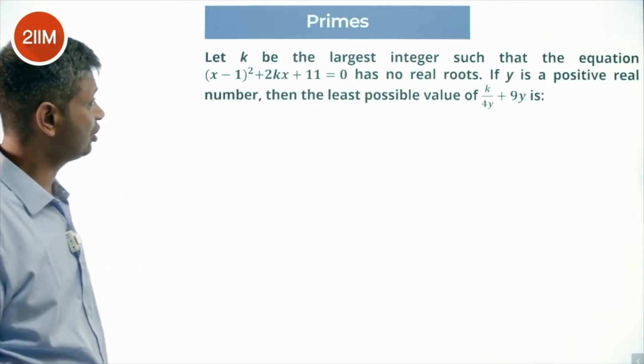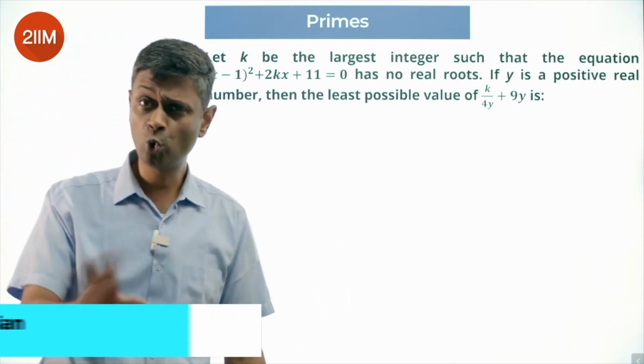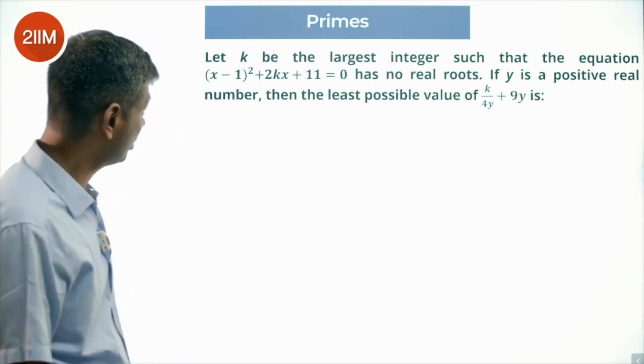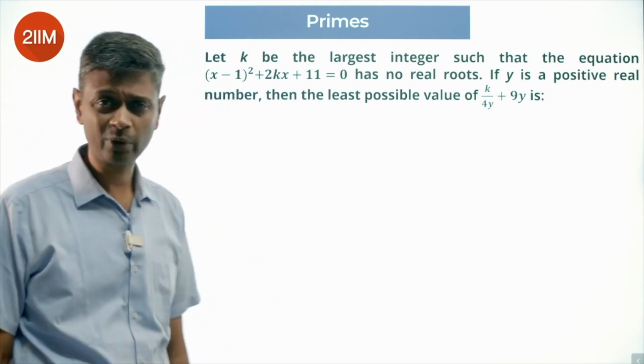Let k be the largest integer such that the equation (x minus 1) whole square plus 2kx plus 11 equal to 0 has no real roots. If y is a positive real number, then the least possible value of k by 4y plus 9y is?